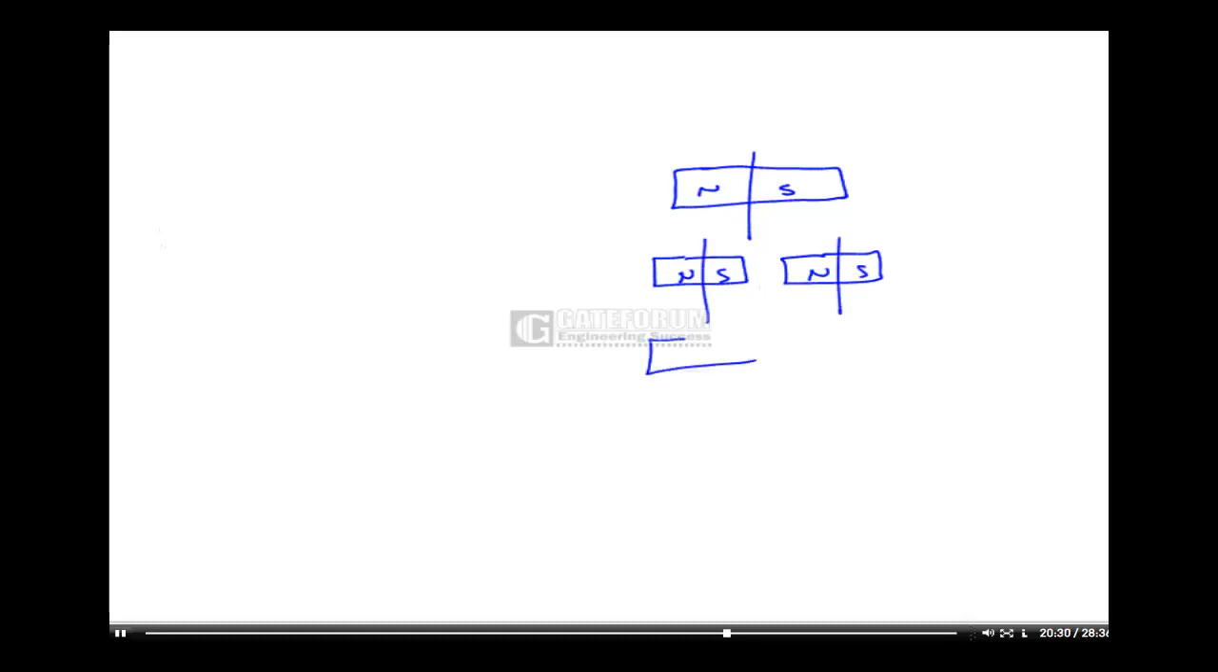I am considering a magnetic bar like this, having north and south poles. I divide it into two parts; again each has a north and south pole. If you divide again into two parts, again north and south poles, like this. So isolation of magnetic poles is not possible.